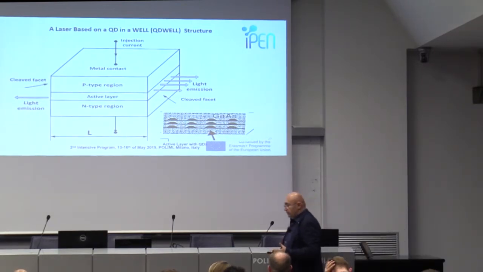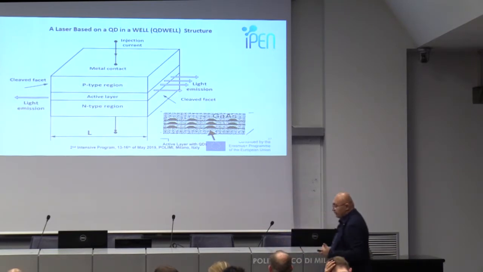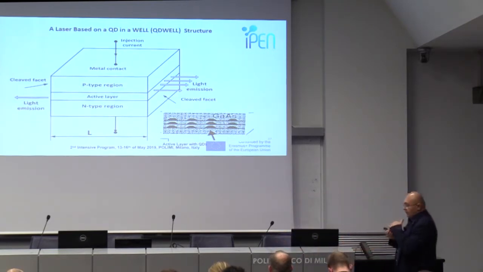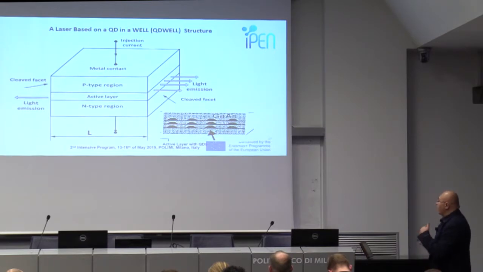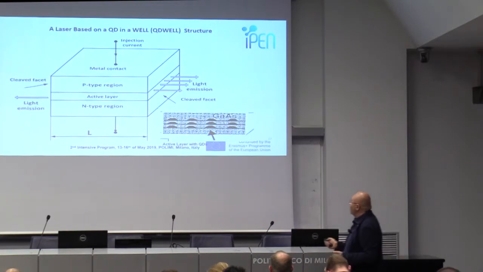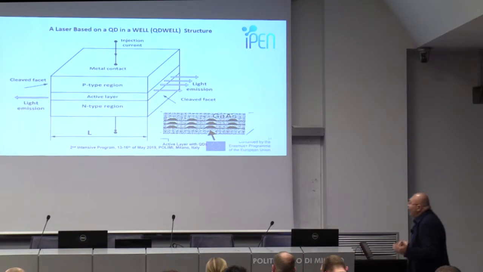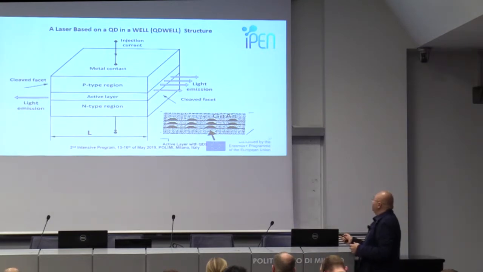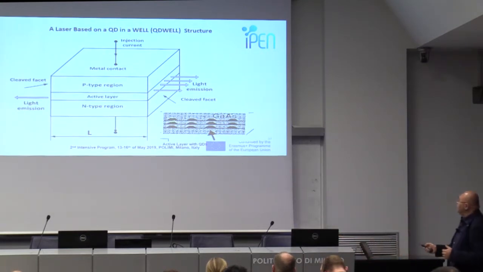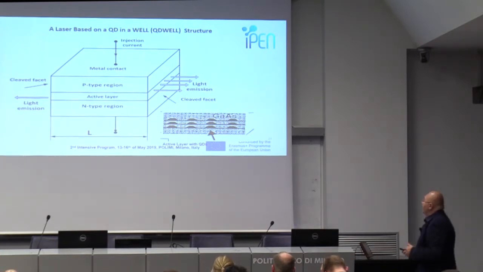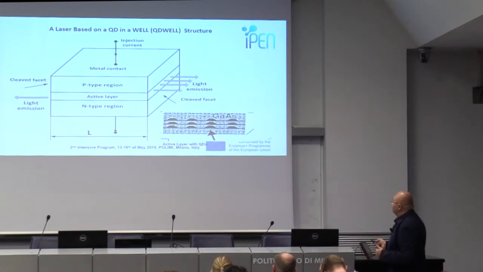The reason is that we want to get high optical power, so in this way we are increasing the number of quantum dots in the active area. The structure is almost the same as in a bulk semiconductor laser, but the active region is different. The active region includes the quantum dots, as shown in the picture.